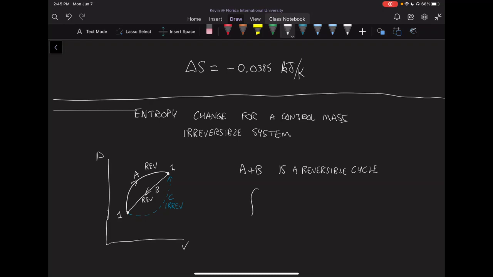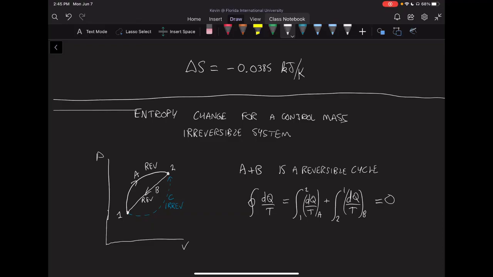And if we do the closed integral of dq over T, we say that this is equal to the integral from 1 to 2 of dq over T plus the integral from 2 to 1 of dq over T for A and B respectively. And we know that this is equal to 0. By definition, if we have a reversible cycle, we know that the closed integral of dq over T is equal to 0.